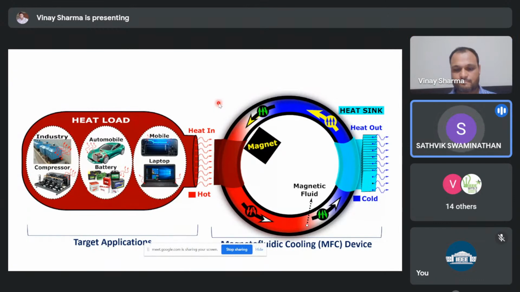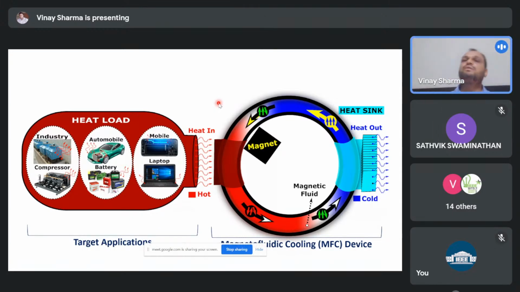So does it mean that the smaller the size of the particle, the faster it can cool down the devices? Yeah, the faster cooling down. There is one more thing here, that this device is called self-regulating. Self-regulating means the difference between the heat load and heat sink will decide how fast it will cool down. For example, if you are going to cool a compressor which has a higher temperature, then this magnetic fluid will move faster, and there will be faster cooling of the device.